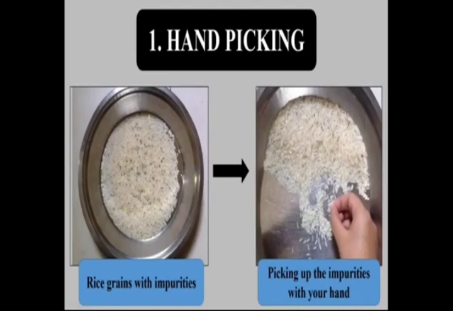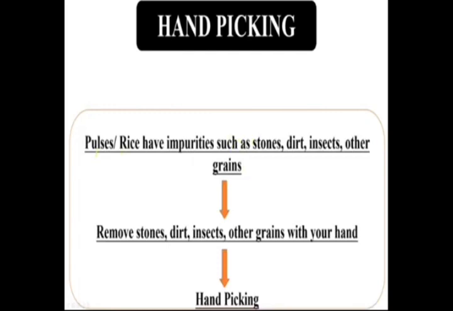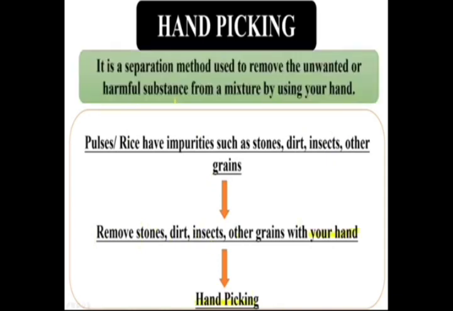First, handpicking. From the rice, how will you separate the grains? Rice grains with impurities. This is a daily activity your mother used to do at home. What did she used to do? Did you ever help your mom to pick up the stones? Just simply using your hand, you can pick up the stones from the grains. This is used mainly when the substance is in a bigger size. The pulses and rice have impurities such as stones, dirt, insects, other grains. To remove those stones, dirt, insects, other grains with your hand is a simple method called handpicking. What is handpicking? It is a separation method used to remove the unwanted or harmful substance from a mixture by using your hand.